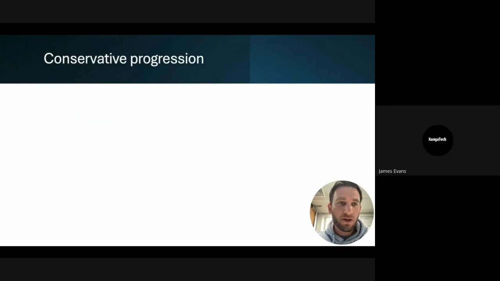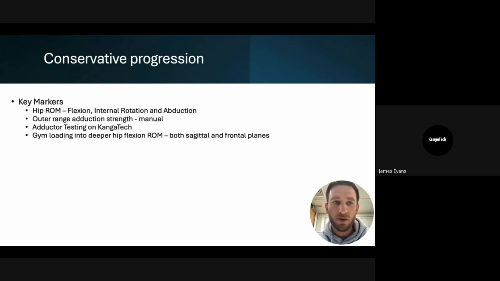So looking at the conservative progression, the key markers we were using was looking at the hip range of movement, so any improvements made in flexion, internal rotation, abduction. Looking at any improvements in adduction strength in the outer ranges, and this was just manually initially on the bed.